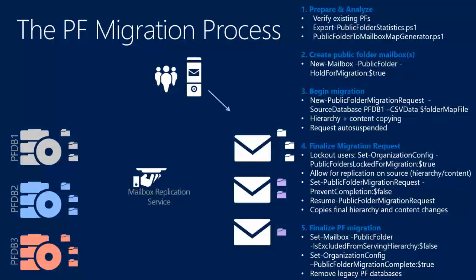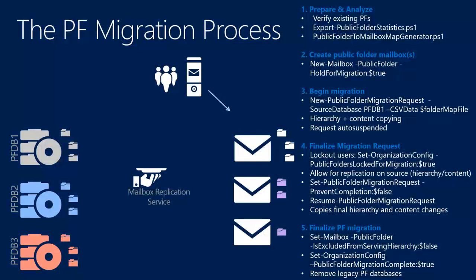The hold for migration is changed once the public folder migration request is completed. And then you can finalize your public folder migration. So first thing normally is, and you will see this in the demo, we connect one mailbox to the target modern public folders and verify that the public folders are available and there.